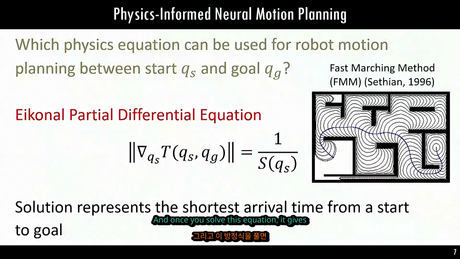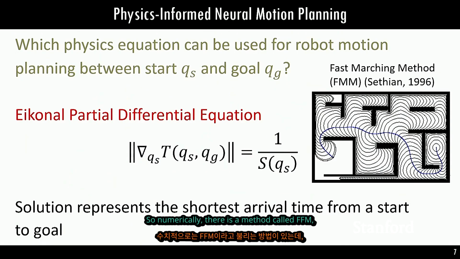And once you solve this equation, it gives you these wave fronts using which a robot can navigate from one point to another. So given this source point, you solve this PDE, it gives you this travel time function, which is this T. This travel time function is also a value function. So just following the gradient of this T, you can navigate to any point in the environment.